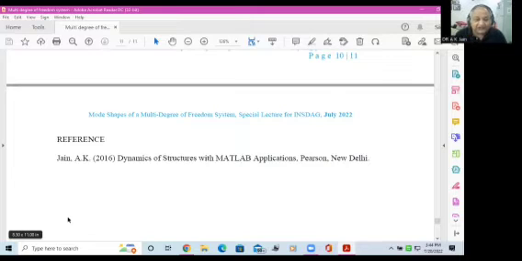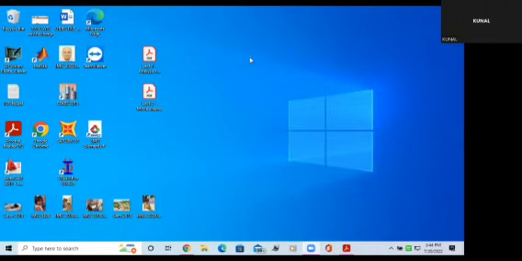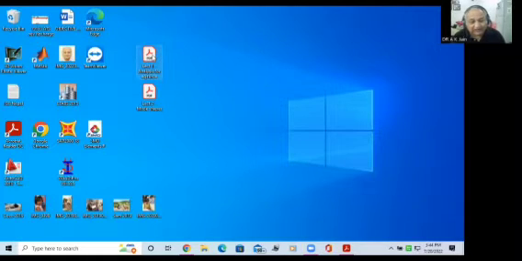So if you have any questions on frequency and mode shapes, please let me know. No questions in this part?